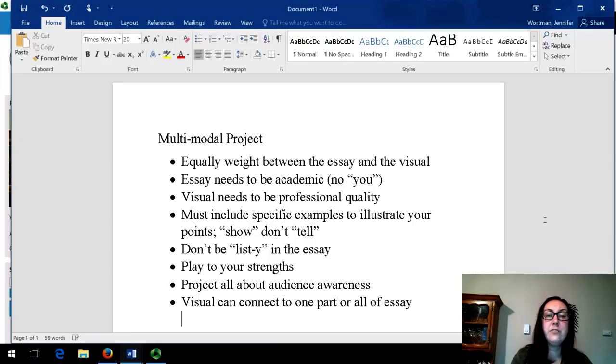You want to make sure that whatever visual you go with, that it looks professional. If you're doing a comic strip, make it look like it could go in a magazine or in a newspaper or be posted online for an audience. So really think in terms of professional quality when you're working on that visual portion. And really, you should also think in terms of professional quality with your essay too.